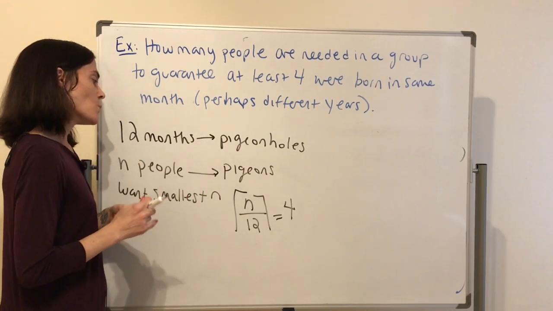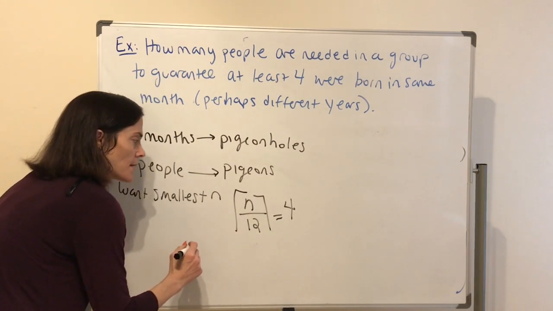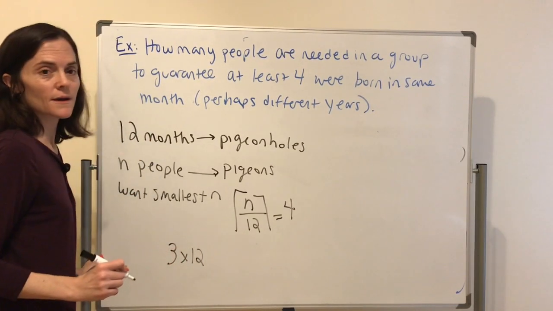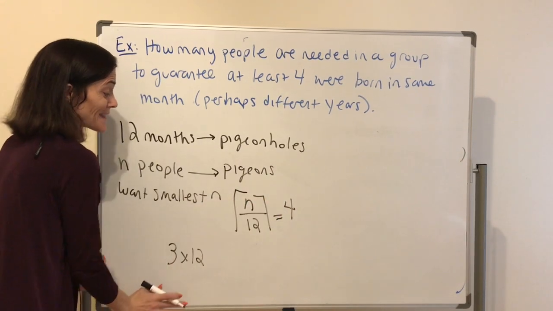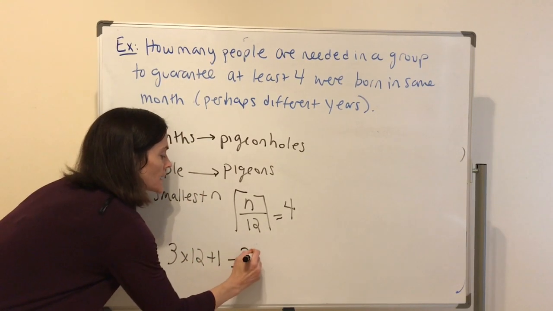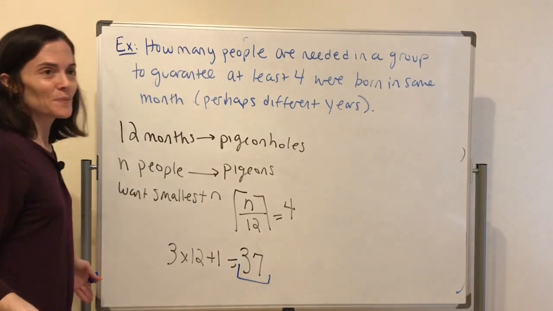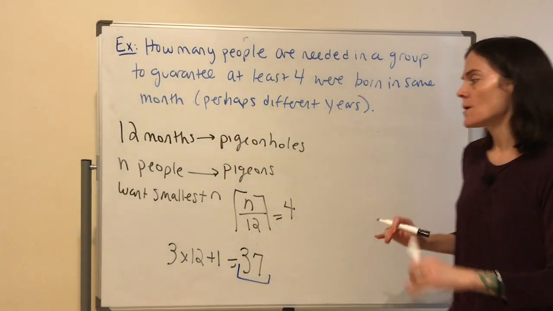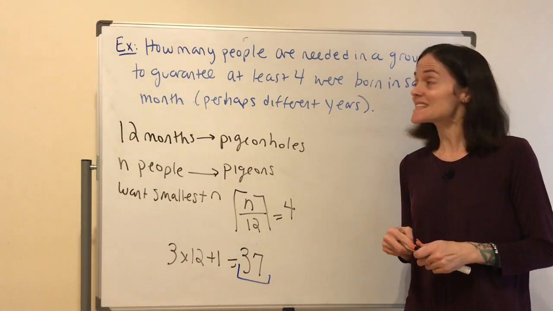Well, here you can see how to answer this. It would just be 3 times 12. That won't work because when you divide this by 12, you get 3, but you take 1 more. So plus 1, we get 37. So if we have a group with 37 people, we are guaranteed that 4 of them were born in the same month, okay? This is the pigeonhole principle.